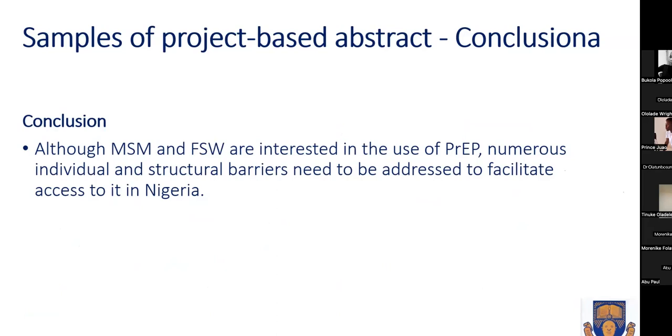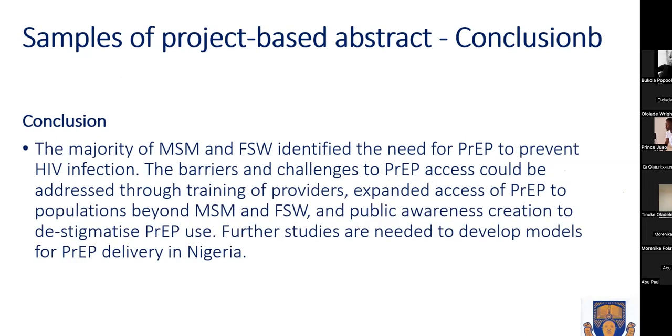Now let's look at the conclusion. Remember, in the conclusion, you will answer your question and you make a recommendation. It's just 2 sentences: answer your objective and make a recommendation. It says, although MSMs are interested in the use of PrEP, how does that answer the objective? Is there an objective? How does it answer? And then the recommendation: numerous individual and structural barriers need to be addressed to facilitate access. Now let's look at B.